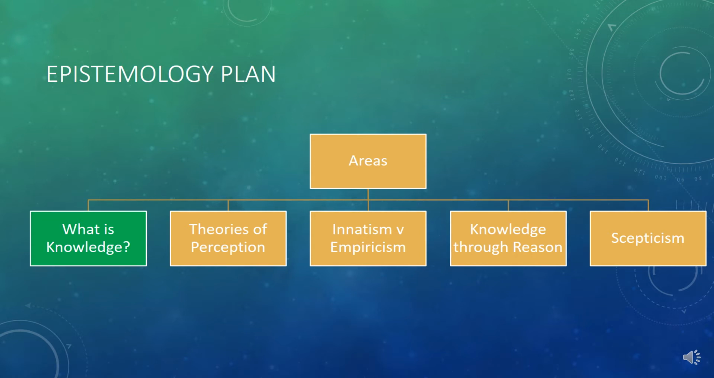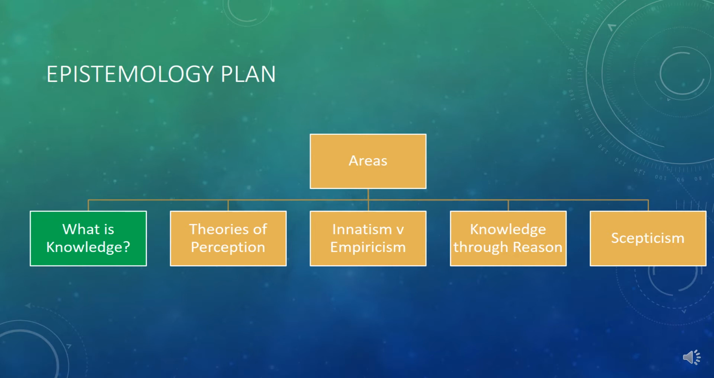But the other bits that we will move on to are theories of perception, in which we ask what we can learn through our sense perception, such as sight and touch. We then explore innatism versus empiricism. This is the idea from innatists, some rationalist philosophers, that when we're born, we already have some kind of knowledge. This is very much going against the empiricist view that when we're born, we are blank slates or tabula rasas.